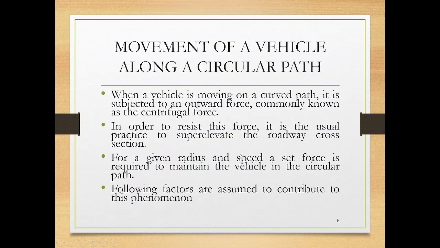So we'll go to curve design. There's a small theory considered here: movement of a vehicle along a circular path. When a vehicle is moving on a curved path, it is subject to an outward force. Everybody knows that when an object is moving on a curved path, it is subject to an outward force, commonly known as centrifugal force, right? If there was no centrifugal force, of course, the Earth cannot revolve around the Sun. Why?